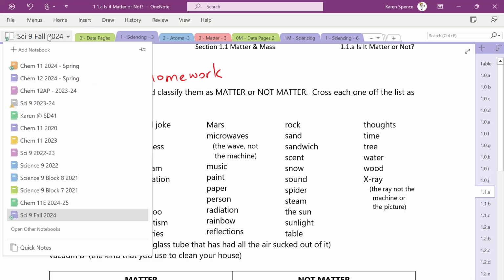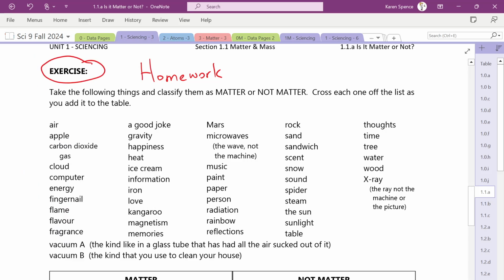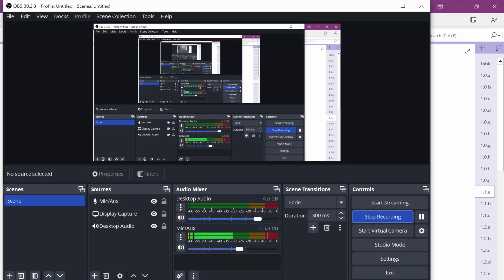Okay, we're not doing science 9. Oh, that scared me. That said homework, and I'm like, alright, you're great. Oh, you have homework too.